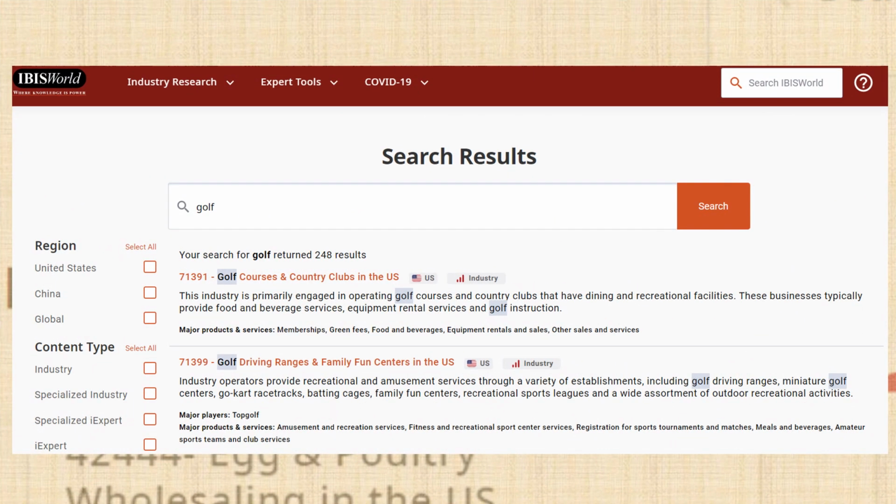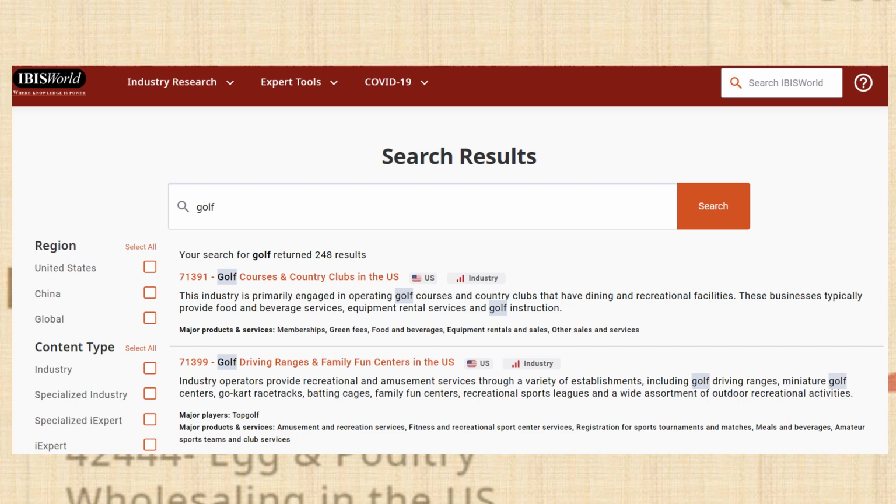I have an example here below. The example I have is I type in the word golf, and it has two reports that come up relatively quickly. One is a report on golf courses and country clubs in the U.S., and the other is golf driving ranges and family fun centers in the U.S. Of course, when we talk about country clubs, there are all kinds of country clubs. It's a fairly diverse industry. There are a couple of large firms who own multiple golf courses, but in general, they tend to be relatively diffuse. And then we have golf driving ranges, where the major player is Topgolf, and most of you have probably been to Topgolf, so you're familiar with what that looks like.